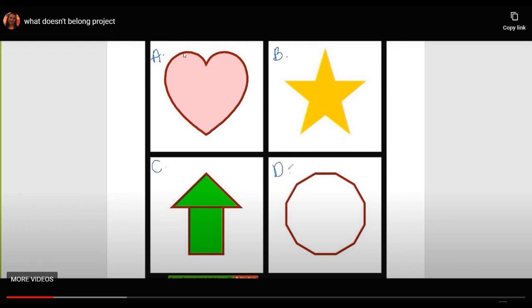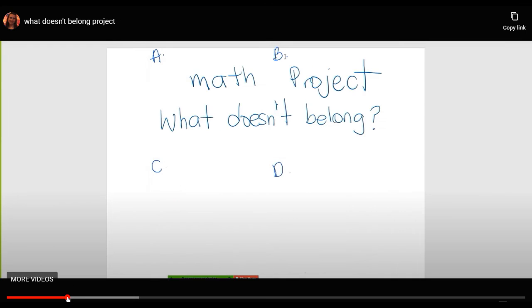So if you look at A, this is a heart, right? Why does this heart not belong with the star, this arrow or house shape, or letter D with the 12 sides and vertices? Well, this is the only shape that is curved, right? And it has 2 vertices. These other shapes have no curves. So that could be something your child will write, and you will write it in your math book.